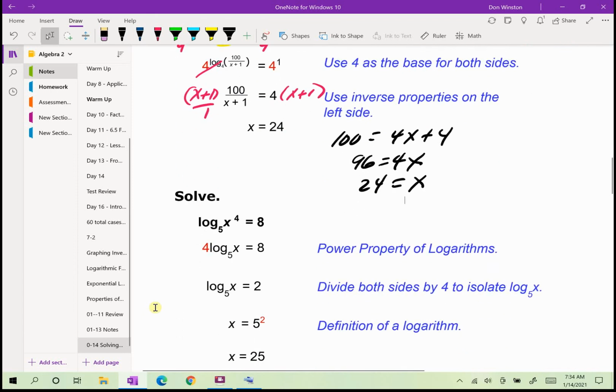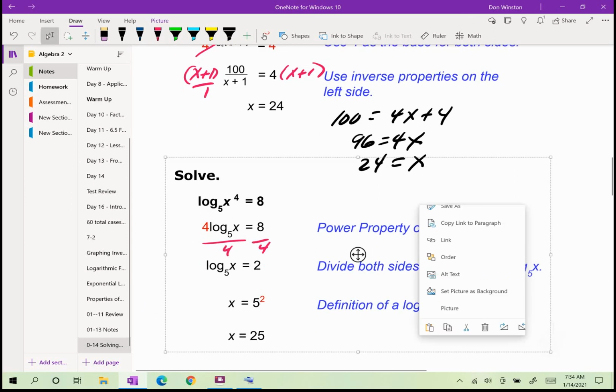Here, I have one log, so we can use the power property. We just bring down the 4, and then we get 4 times log base 5 of x is equal to 8. I'm going to repeat this again: do not be tempted to now go 5 raised to both sides. That would be wrong. So what we do, we divide both sides by 4. And we get log base 5 of x is equal to 2.